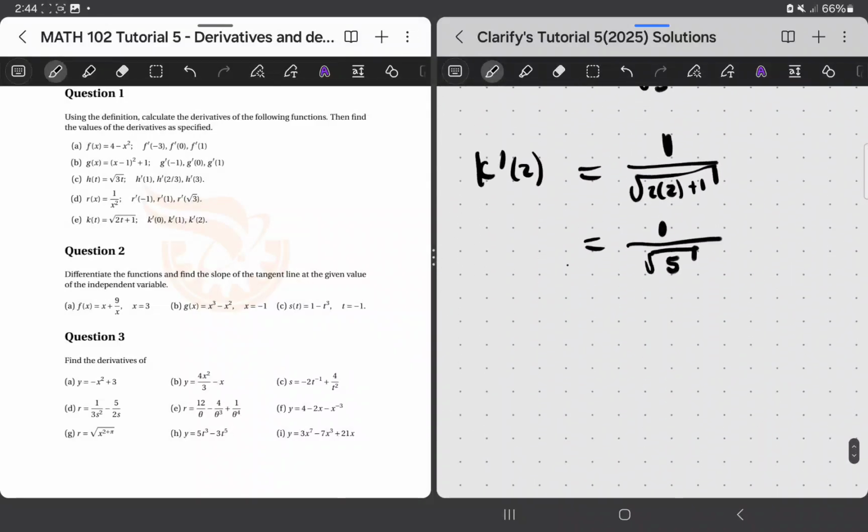We've done very well. We've done the whole of number 1. We go to number 2. Well done, well done, well done.